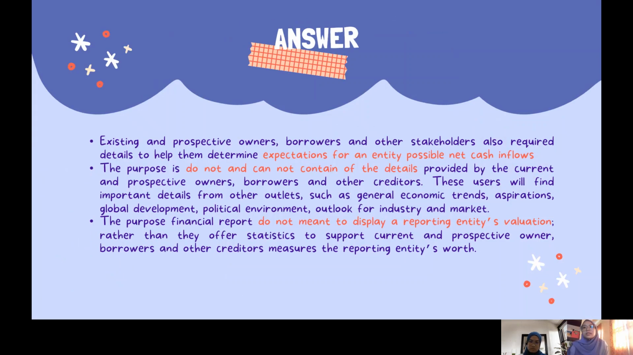First, the existing and prospective owners, lenders, and other stakeholders also require details to help them determine their expectations for an entity's possible net cash inflow. Second, general purpose reports do not and cannot contain all the detail that the current and prospective owners, lenders, and other creditors need. These users will find important detail from other sources, such as general economic trends, global developments, the political environment, and the outlook for the industry and market.